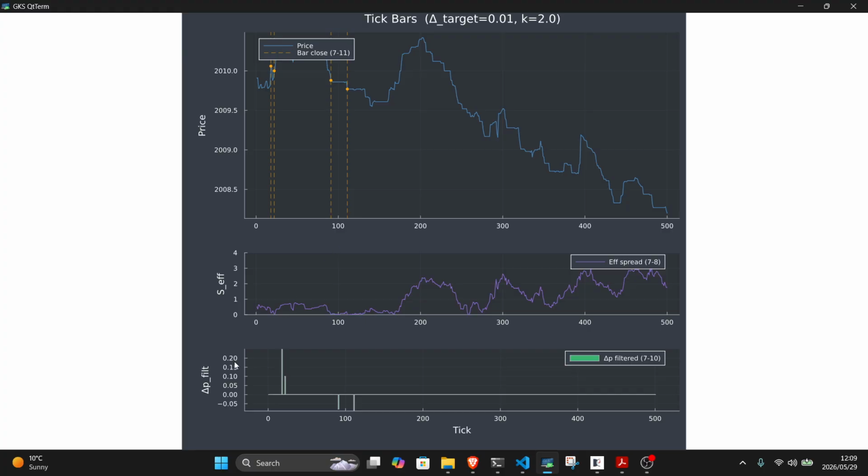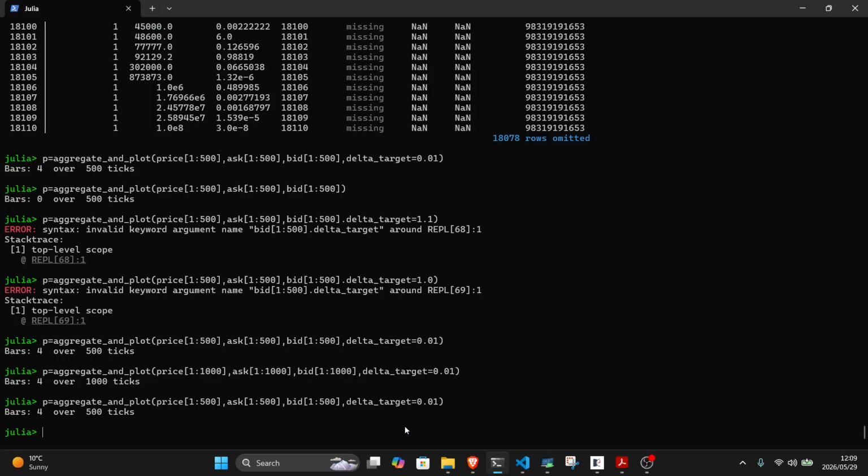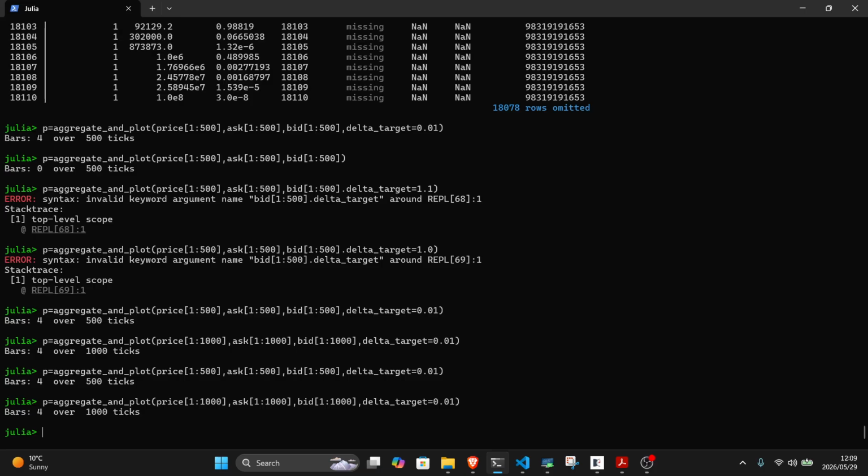And as the indexes increase, as you can see, the effective spread essentially increases, right? And you can see the delta P sub filtered essentially has 4 bars, right? Now I'm going to push this to 1,000 entries. And even at 1,000 entries, we still have 4 bars over 1,000 ticks.